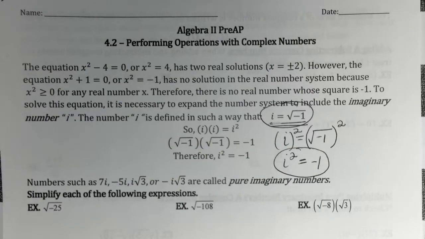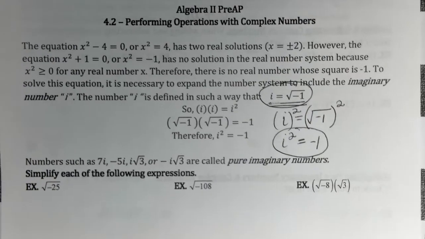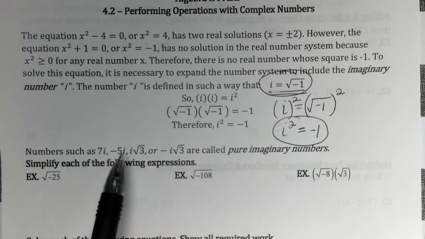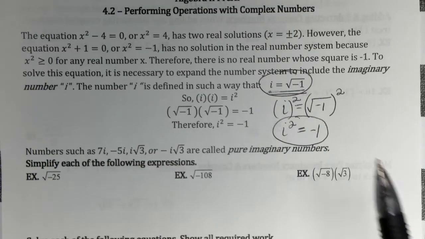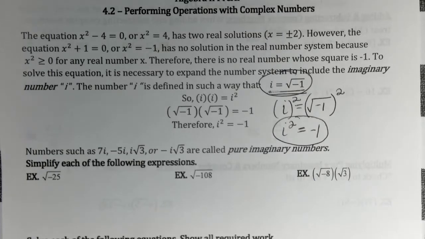Okay? Very simple. So if I have just 7i, negative 5i, i squared of 3, or even negative i squared of 3, those are considered pure imaginary numbers. But later on we're going to talk about complex numbers.